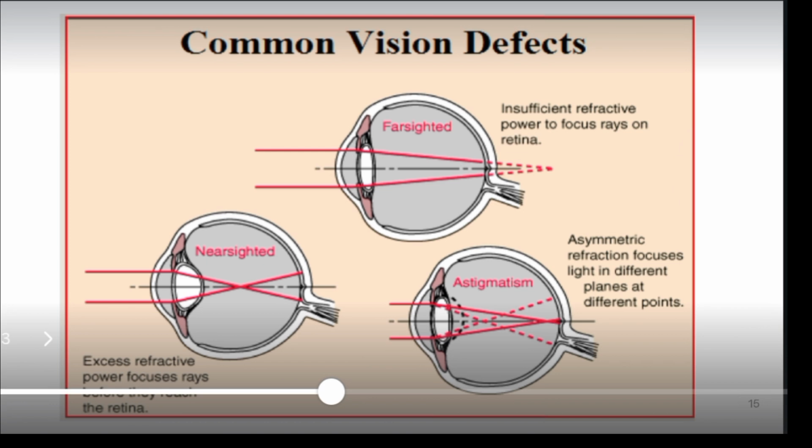So, common vision defects: farsightedness, nearsightedness, and astigmatism. Farsightedness: insufficient refractive power to focus rays on the retina. And nearsightedness: excess refractive power on rays. And astigmatism: asymmetric refraction focuses light in different planes at different points.